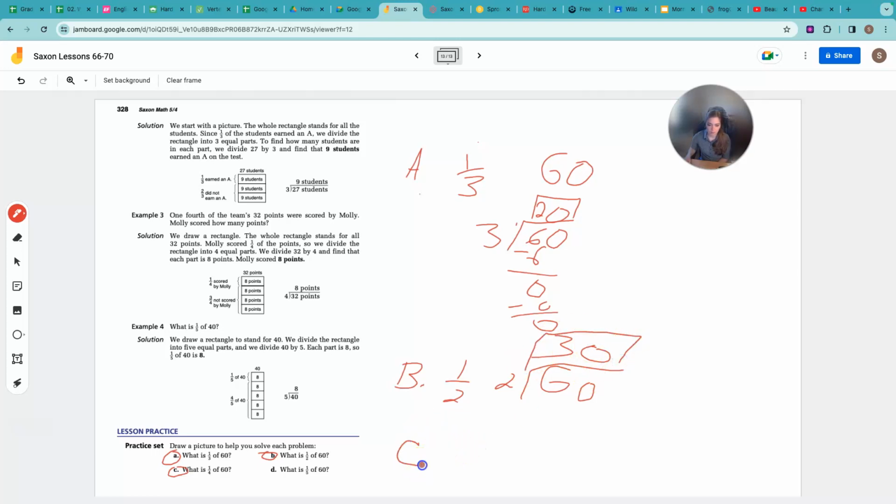C. What is 1/4 of 60? So 1/4 of 60. So we know we're going to divide 60 by 4. So we say 4 goes into 6 one time. We get 2, then we bring down the 0. 4 goes into 20 5 times. And then it would be 20 minus 20 equals 0. So our answer is 15 for C. So A, 20, B, 30, C, 15. You are now ready for the mixed practice. Best of luck.